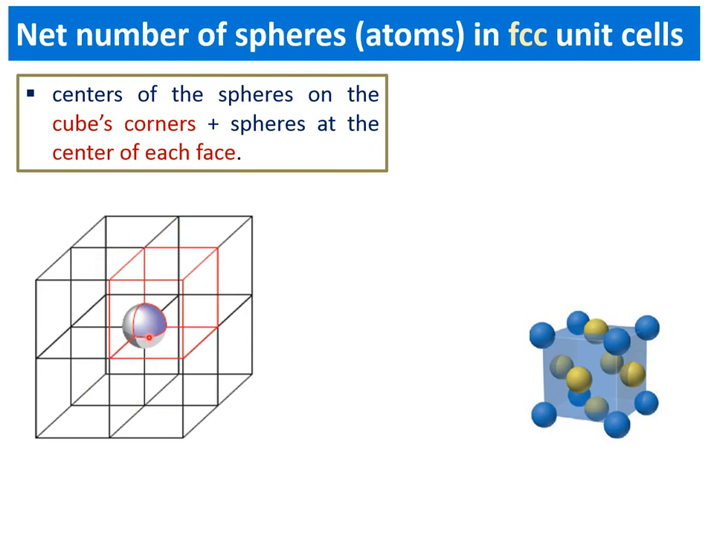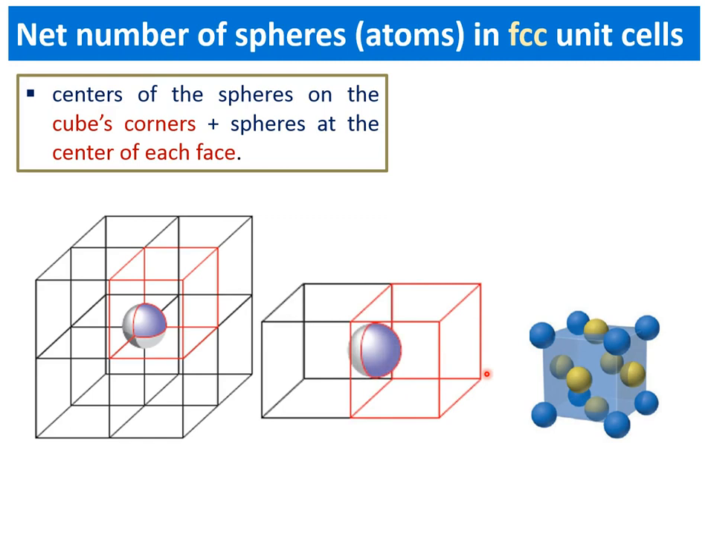So we have an atom here, and we have also an atom here, but it has other cubes on this side. So every single atom at the corner of the cube participates in 8 cubes. So basically, the contribution of this atom to a single unit cell is 1/8 of an atom.